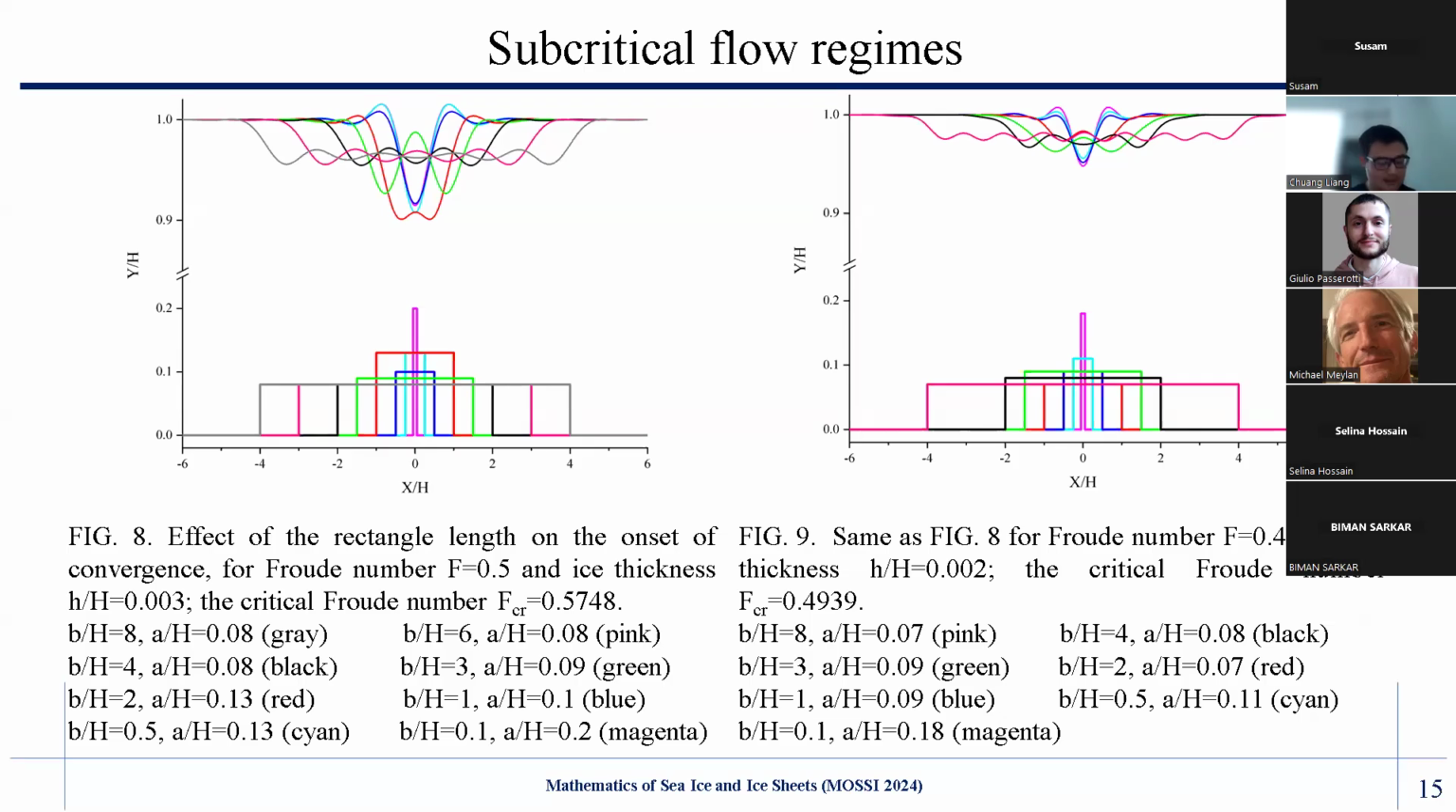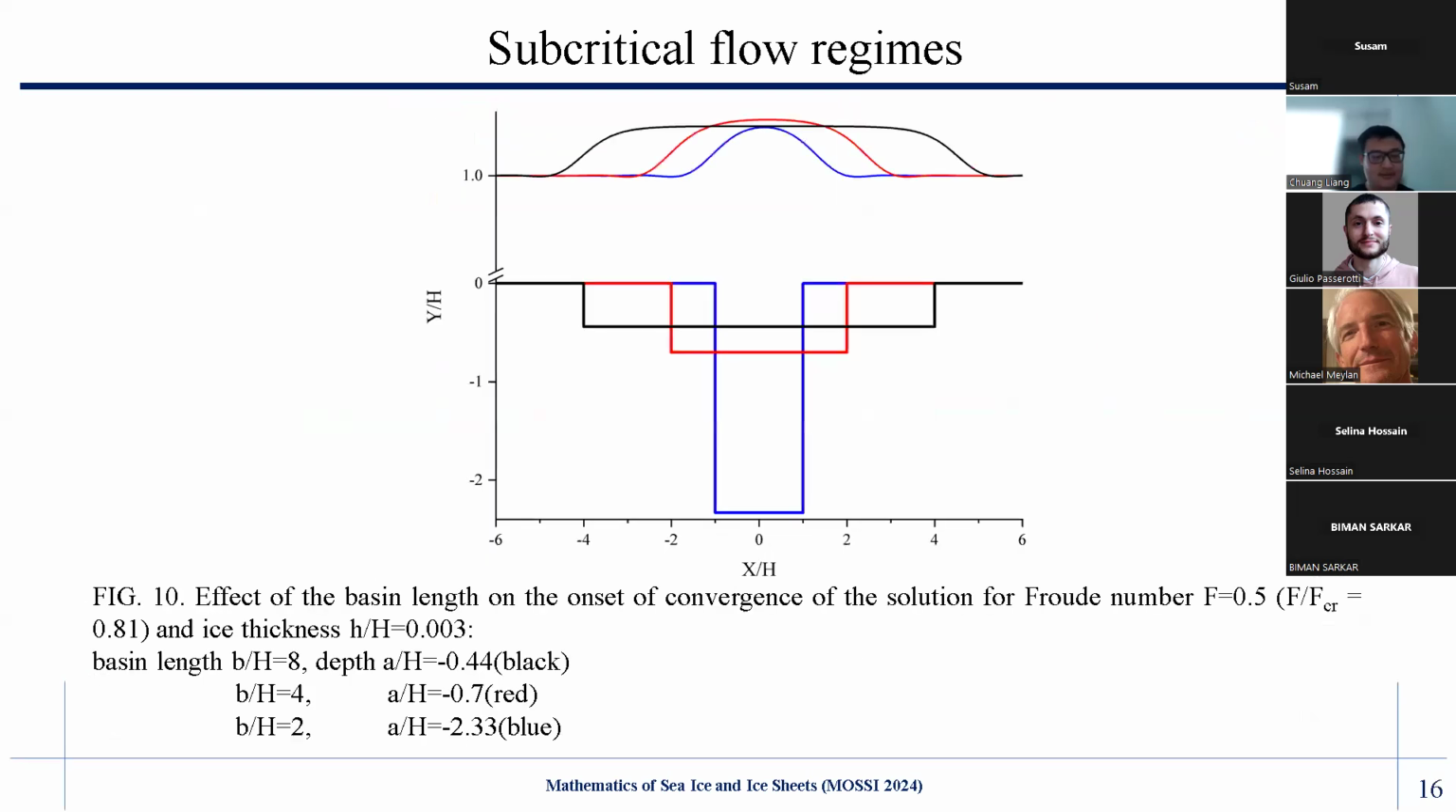Figure 9 is the same as figure 8 for the Froude number 0.45 and ice thickness 0.002. Okay, so figure 10 shows the effect of the basin length on the onset of convergence of the solution. It provides a similar conclusion to the obstruction length, but it is shown that for the length smaller than 2, there will be no limitations on the depth of the basin.